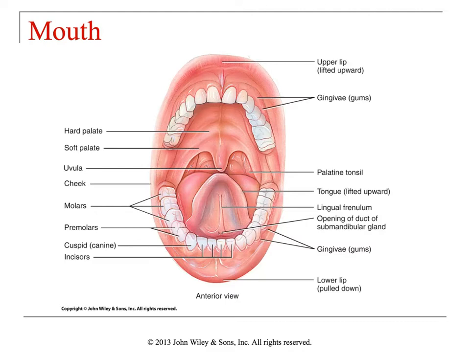Okay, so when you look at your mouth, I think we've looked at this a bunch of times. Gingiva are the gums. The palatine tonsils we've talked about. Incisors are the front teeth. The cuspids are the canines. Premolars and then molars. You guys will spend a lot of time on all that.